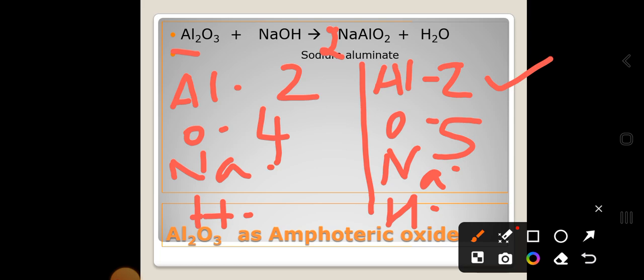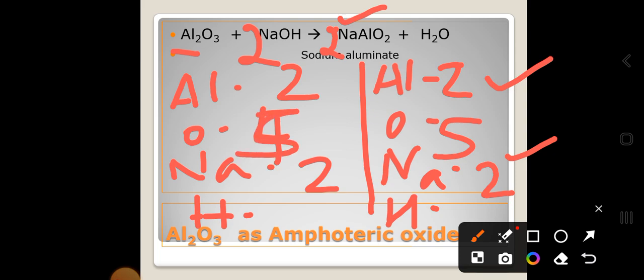Let's go ahead with sodium. There are 2 atoms of sodium on the right hand side, that's the product side. Now on the reactant side, if I write 2 NaOH, sodium is also balanced. Now coming back to oxygen, 3 plus 2, 5 atoms of oxygen, and on the right hand side 4 plus 1, 5. So our oxygen is also balanced. The last one is hydrogen. Please look at how many atoms of hydrogen there are. 2 atoms of hydrogen, and on the product side also 2 atoms of hydrogen. So now the balanced chemical equation will be Al2O3 plus 2NaOH giving rise to 2NaAlO2 plus H2O.